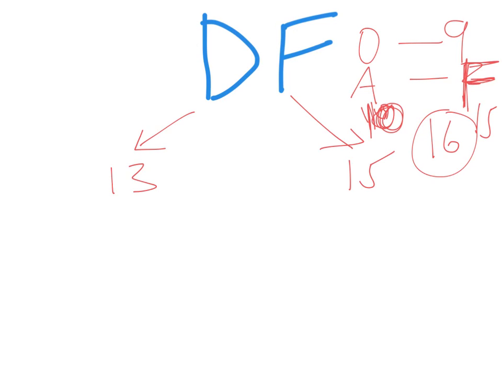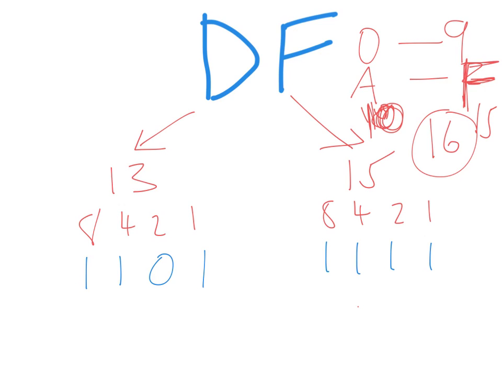A 4-digit binary is known as a nibble. So we take each as a nibble, using 1, 2, 4, and 8. 15 would be all of them, so 1, 1, 1, 1. And 13 is 1, 1, 0, 1. Which gives us an 8-bit number that represents D and F.